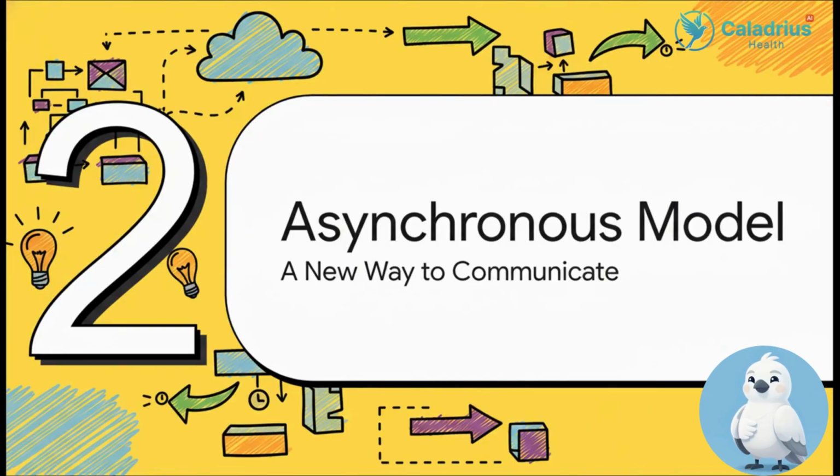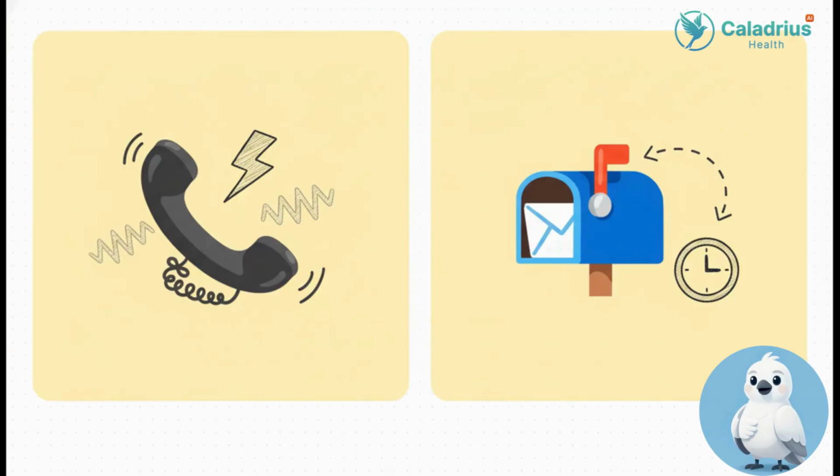Now we come to the most significant technical change. NHCX uses asynchronous communication. This model will likely be new for your teams. Think of it like this. Synchronous communication is a live phone call. You get an immediate answer. Asynchronous is like sending a letter. You send it, and you wait for a reply to arrive later.